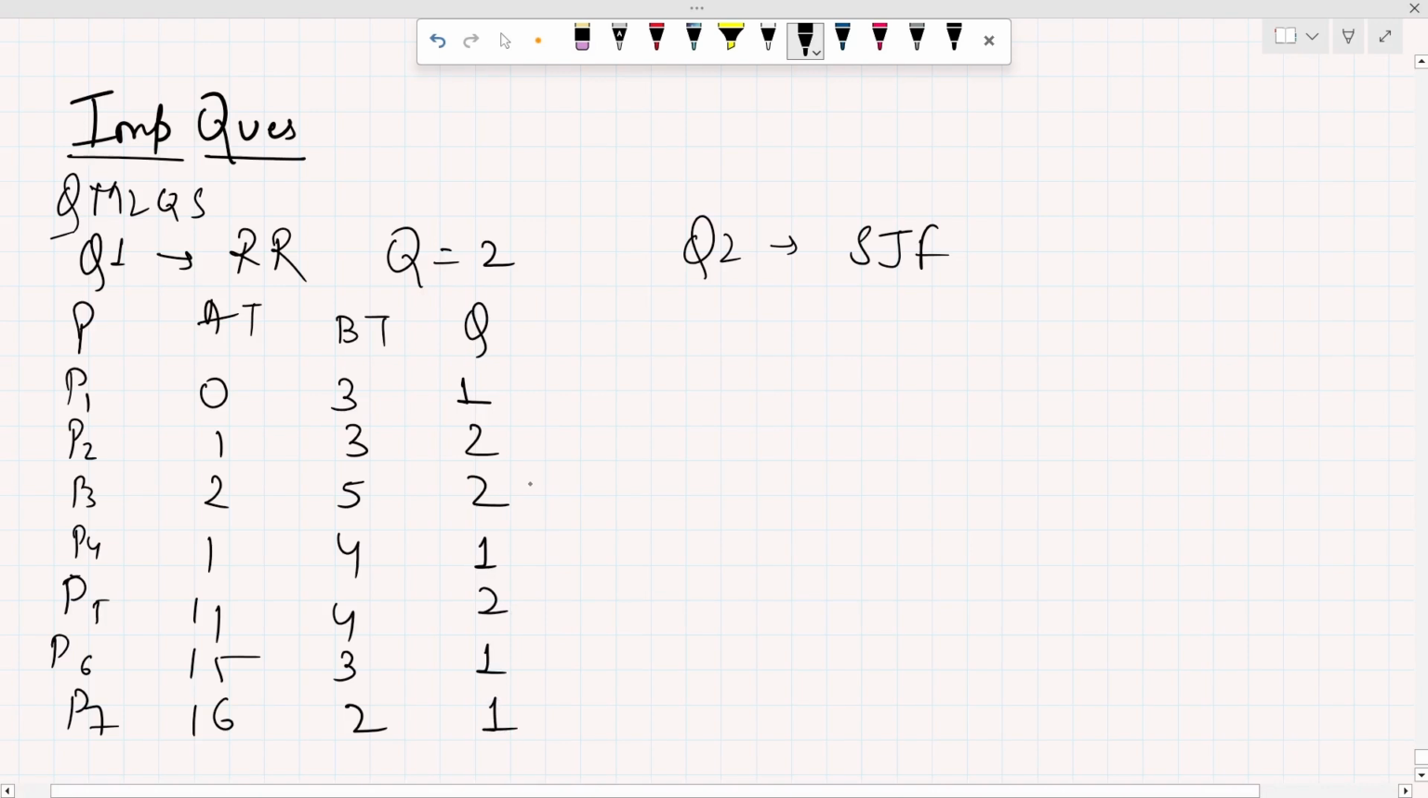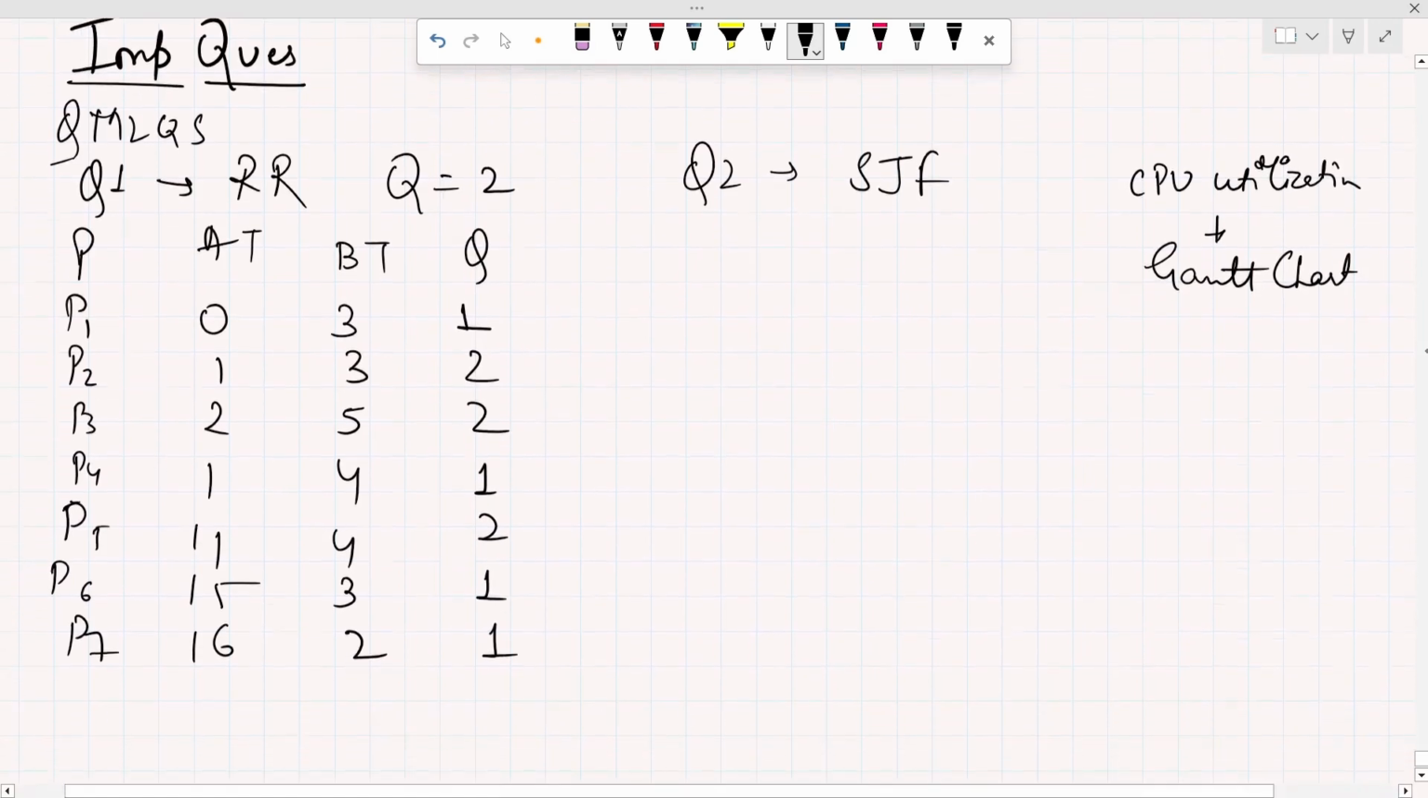What you have to do is find out the CPU utilization. How we find out CPU utilization, we will see. But for finding the CPU utilization, the main thing that you need is a Gantt chart. Whenever any scheduling algorithm question appears, you have to make a Gantt chart. So first of all, we have to make a Gantt chart for this particular question.